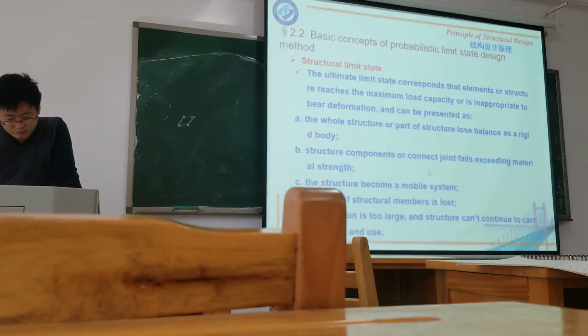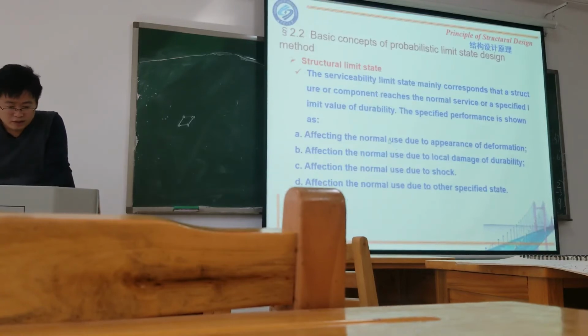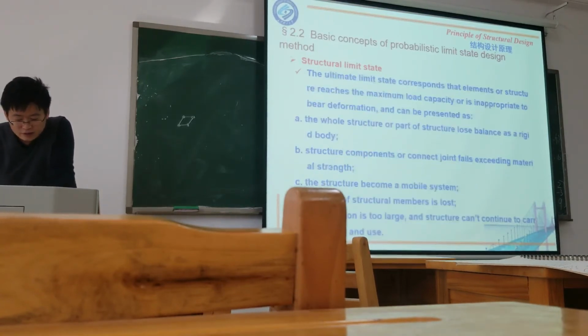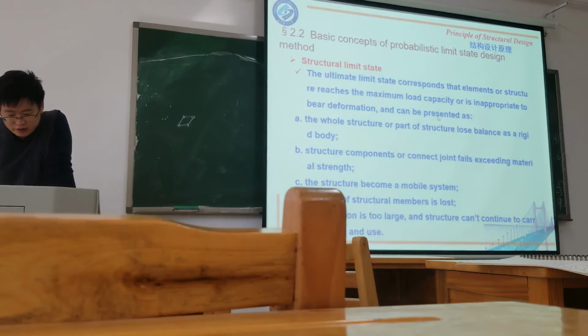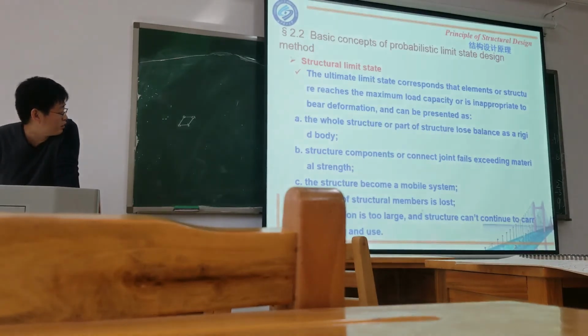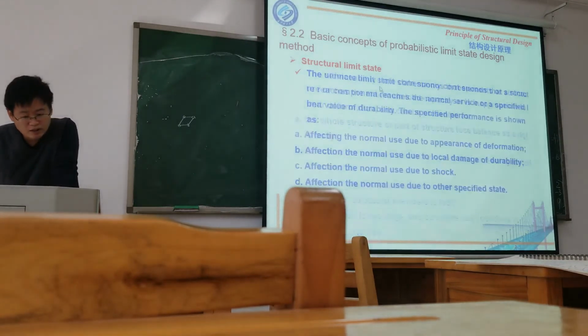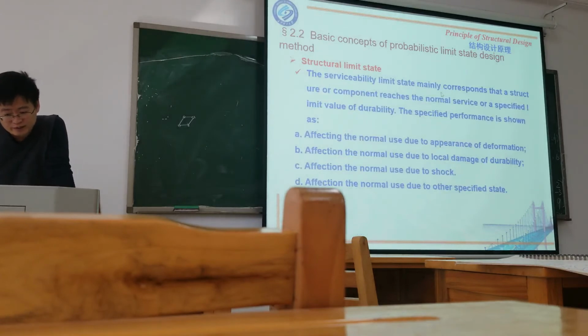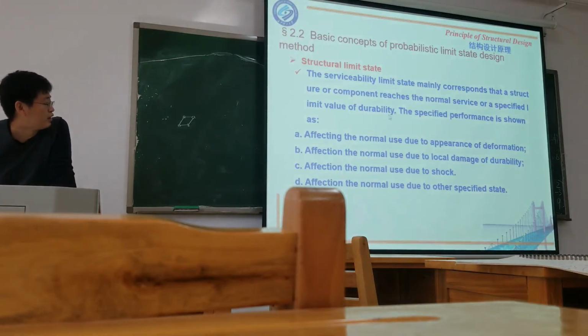Okay. So this is the solution for the ultimate limit state. Once the structure appears those divisions, that means this structure reached the ultimate limit state. And for the serviceability limit state, meaning the corresponding structure or component reaches the normal service or specified limit value or durability. So that's this division. Affecting the normal use due to appearance of deformation.